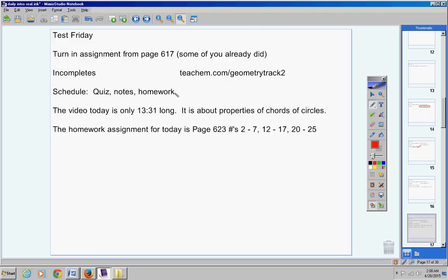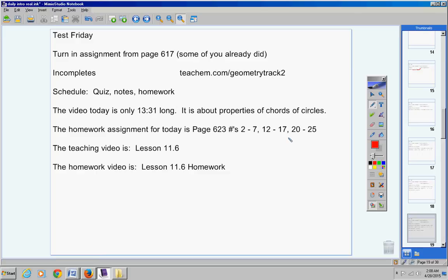The homework assignment for today is page 623, these numbers here. So please copy that down, and that's a homework assignment you will work on today in class and tonight at your house if you do not finish it today in class. The teaching video is lesson 11.6. The homework video is lesson 11.6 homework. Now let's go over your quizzes.